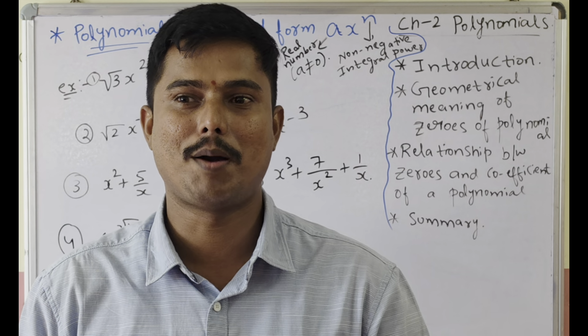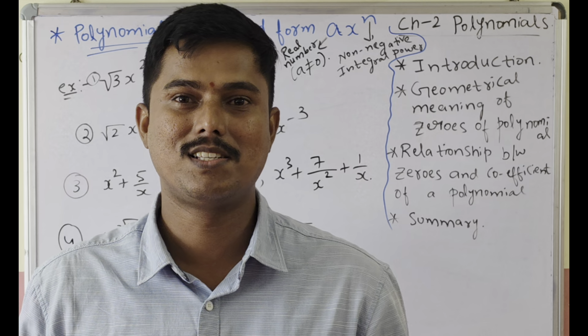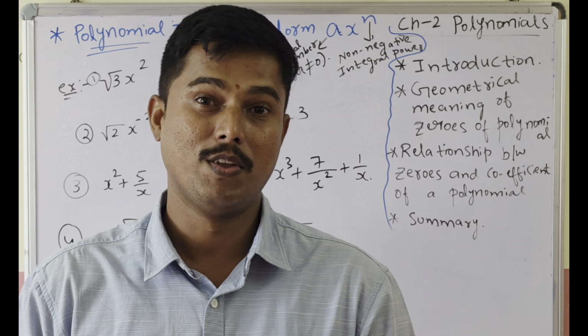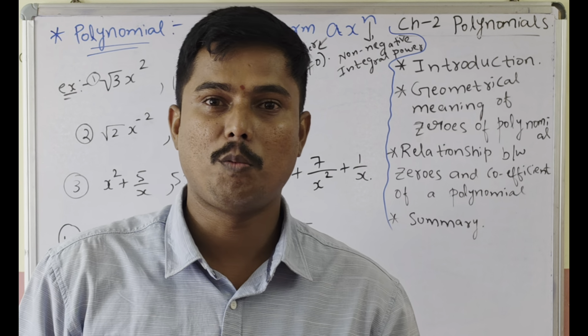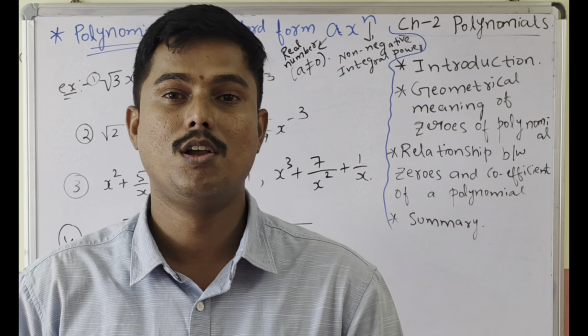What is chapter 2 name? Chapter 2 name is polynomials, which is a part of algebra. So we are going to see what is a polynomial first of all, and how polynomials will be there.